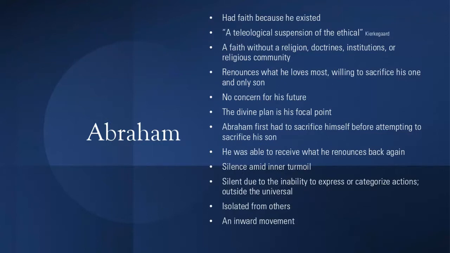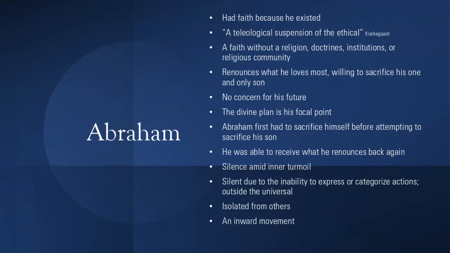Carlyle comes in and says that Abraham's faith was a faith without religion, doctrines, institutions, or a religious community. It was more about a relationship with God than it was about his own wills and desires of having his promised son. Crocker says that Abraham renounced his greatest possession, which was his one and only son, his promise, because he was not concerned whether God would give him his son back or not. Instead, his focus was God's divine plan.